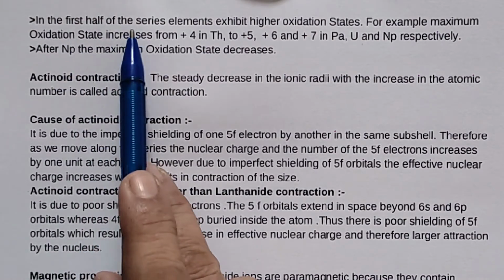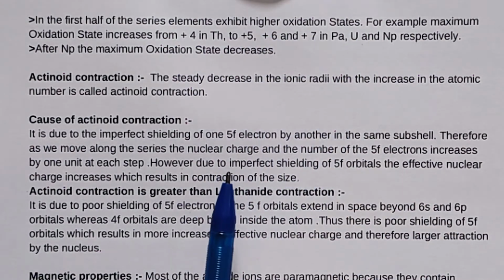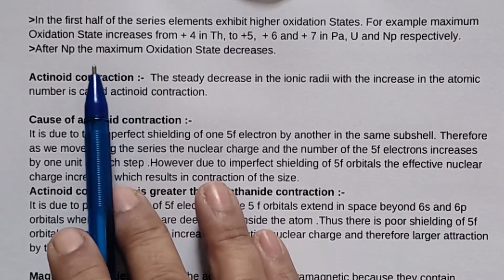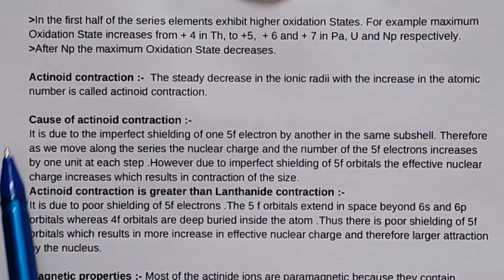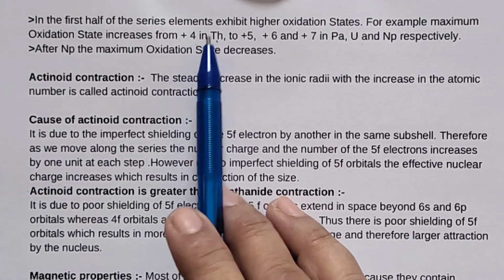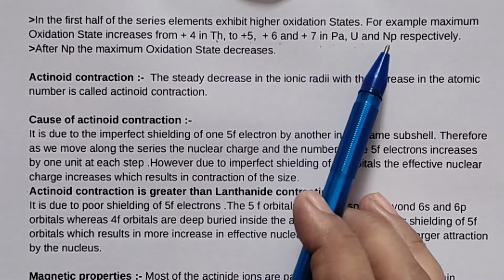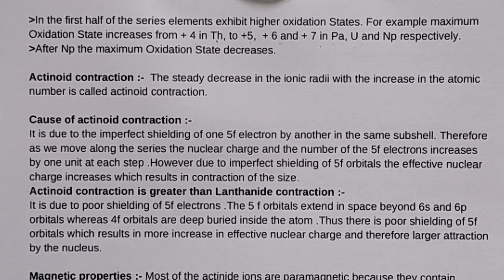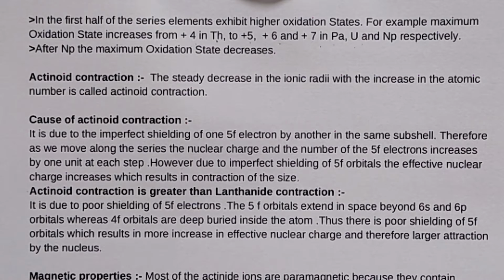In the first half of the actinide series, they exhibit higher oxidation states, that means till neptunium. Neptunium has the maximum, right? After neptunium, the number of oxidation states decreases. For example, thorium can show 4. Then the next ones are 5, 6, 7 in Pa, U and Np. Is this part clear? Okay. After Np, the maximum oxidation state will decrease.